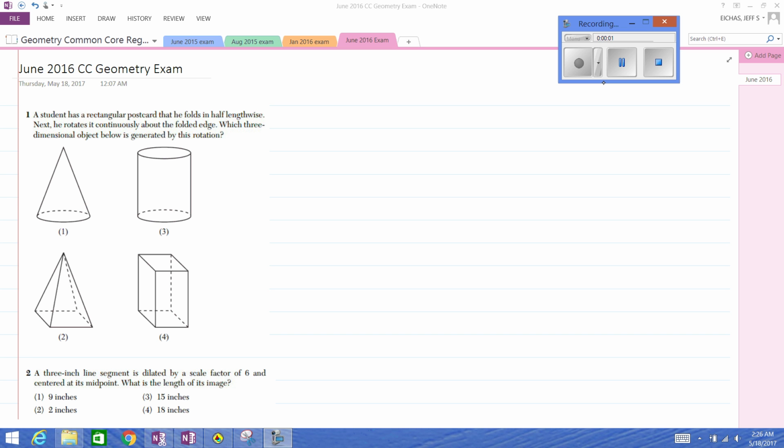Okay, we're back going through the Common Core exams, New York State Geometry, and this one is the June 2016. Okay, so we'll start with number one.